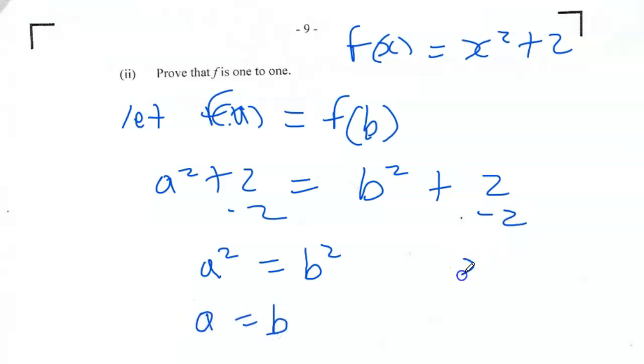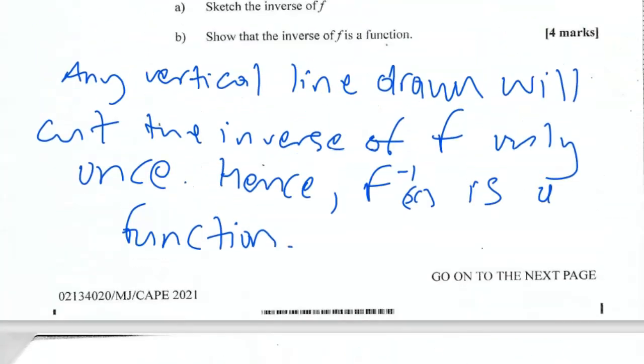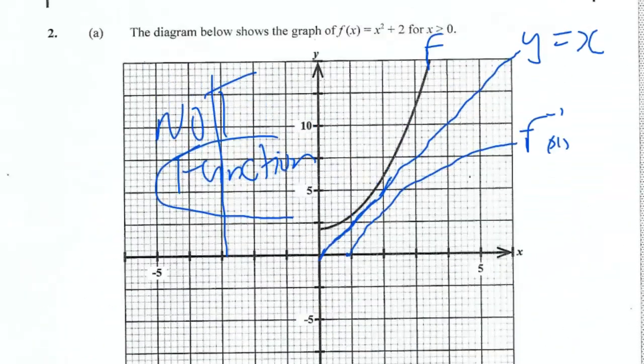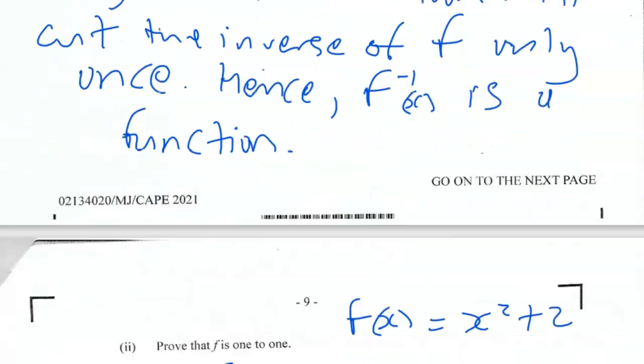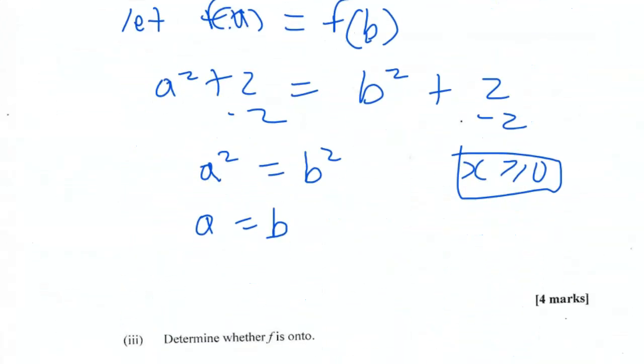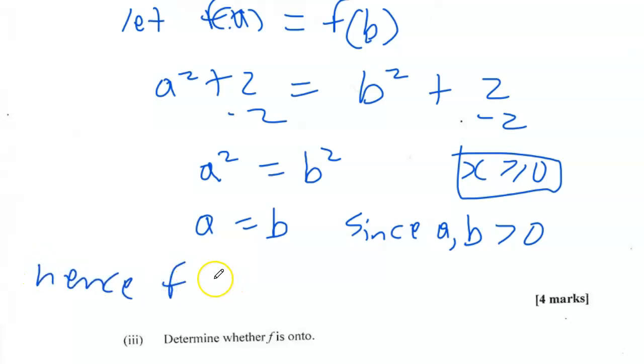Because remember, at the top of the question we're told that x is greater than 0. So the negative values are not a possibility, definitely positive values. We're talking about just the positive values for x. So a is equal to b, since both a and b have to be greater than 0. Hence f is injective.